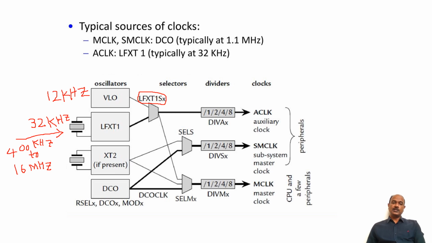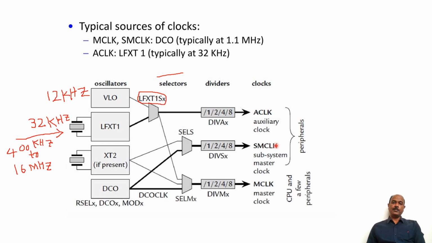So for this LFXT1, there are selectors available. By using these selector bits, it is a multiplexer. We can select whether we want VLO or LFXT1 to generate ACLK. This selection can be done in the software. By setting some of the bits, we can select whether we are going to use VLO for generating ACLK, or we are going to use this LFXT1 to generate ACLK.